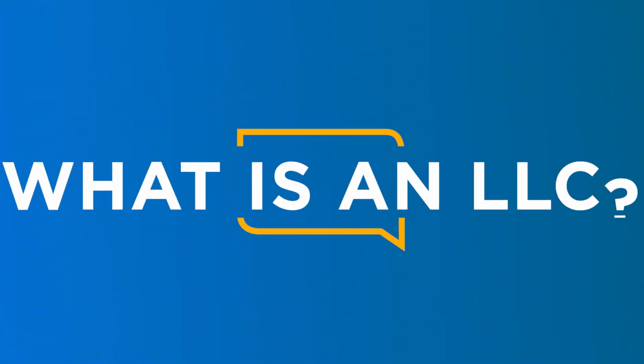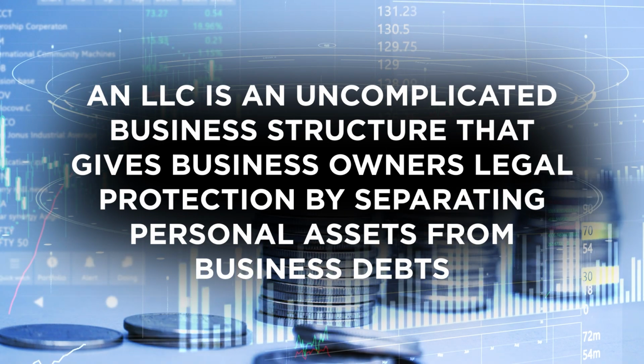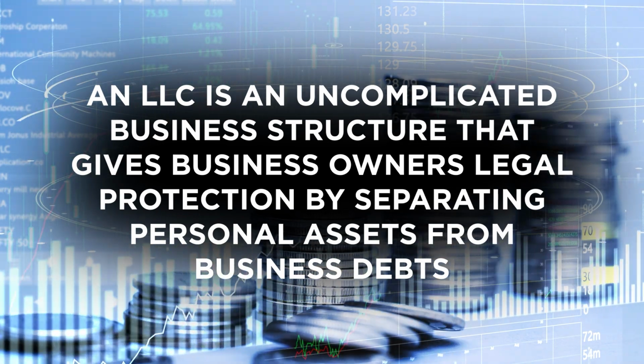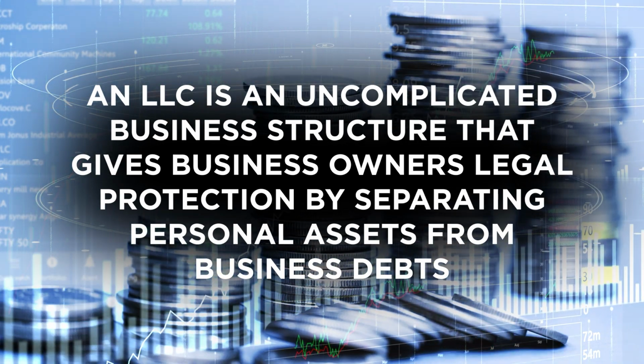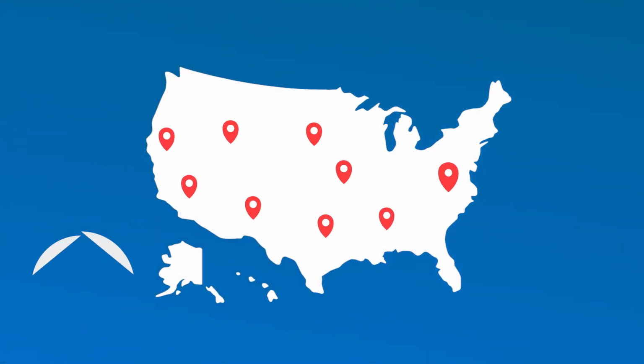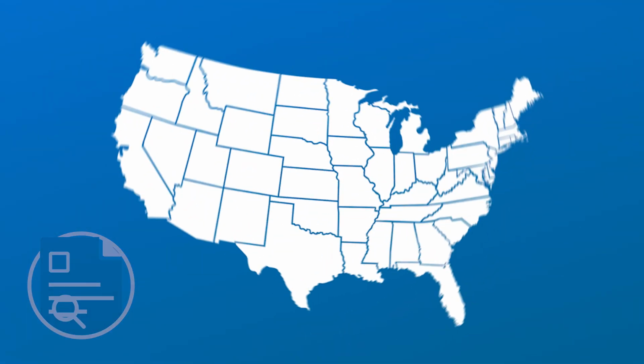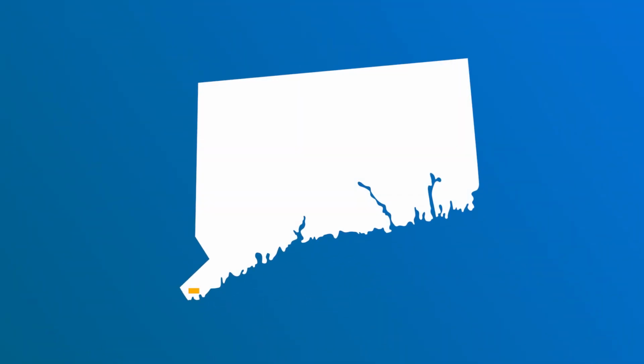Before we begin, let's quickly define what an LLC is. An LLC stands for Limited Liability Company and is an uncomplicated business structure that gives business owners legal protection by separating personal assets from business debts. Creating an LLC can get complicated depending on where you're based, as the process differs from state to state. To avoid any missteps, follow along as we show you how to form an LLC in Connecticut.